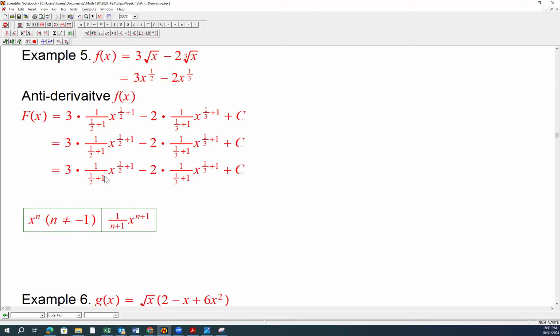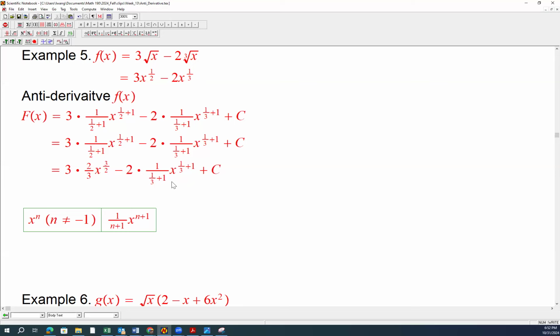All right, simplifying. This will require some of your arithmetic skill. So 1 is equal to 2 over 2, and so this will make 3 half. 1 over 3 half is 2/3, so this is going to be 2 over 3. And this power is, of course, 3 half.